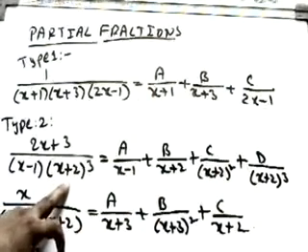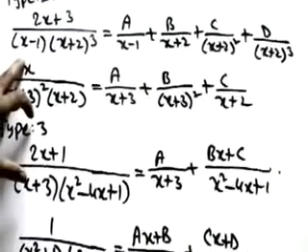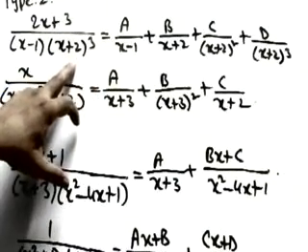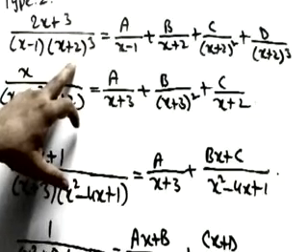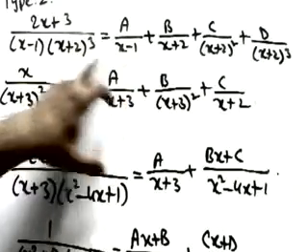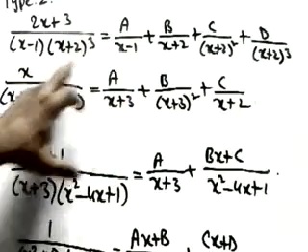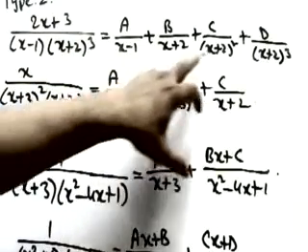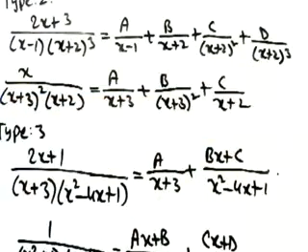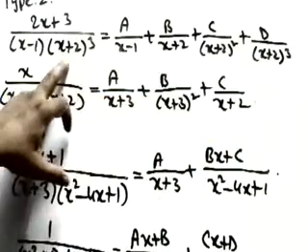But suppose in the denominator you have repeated factors, watch carefully. Here, a single factor x minus 1. But here you actually have three factors: x minus 2, x minus 2 square, x minus 2 cube. For this you write A by x minus 1, but for this you have to write (3x plus 2): B by x minus 2, then C by the square, D by the cube. So this is the method.